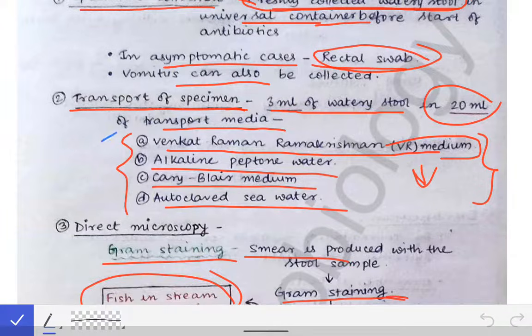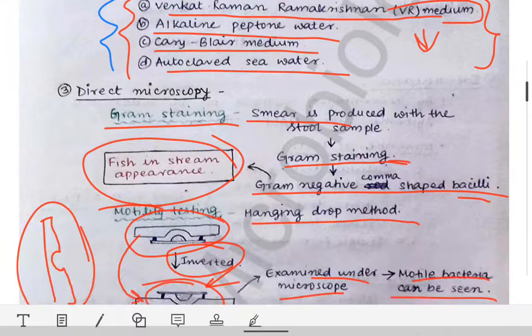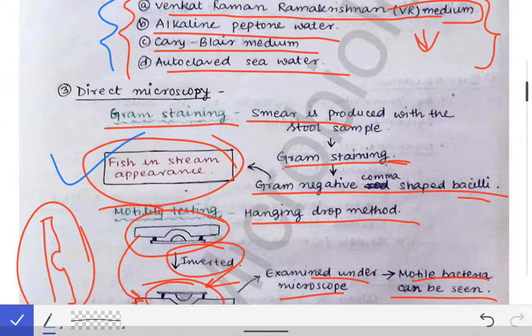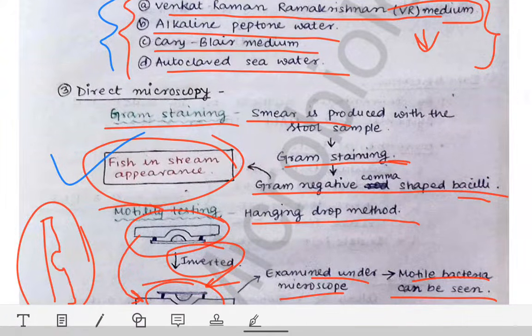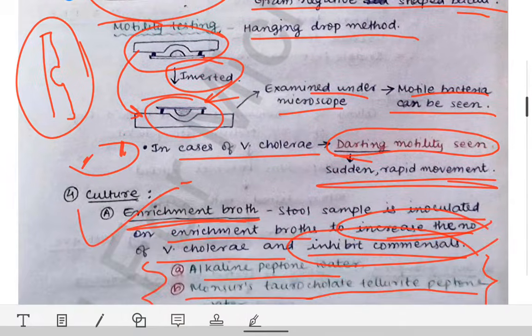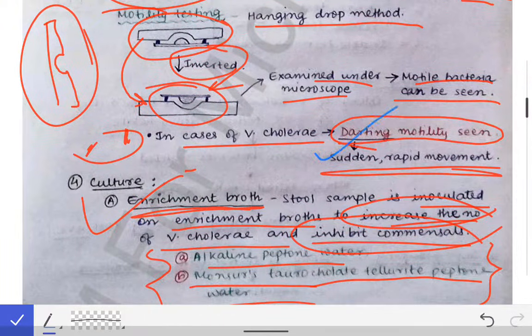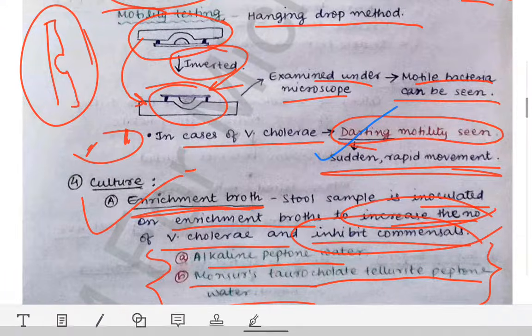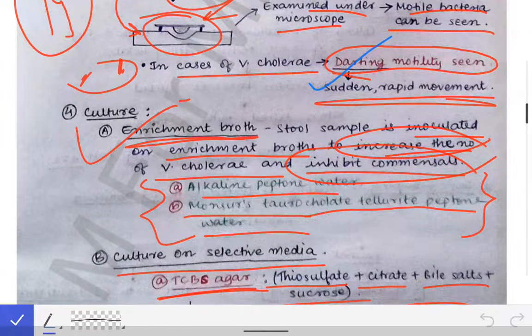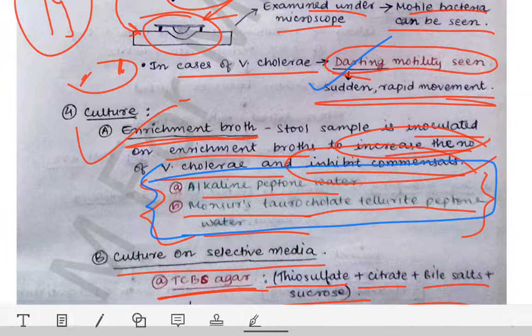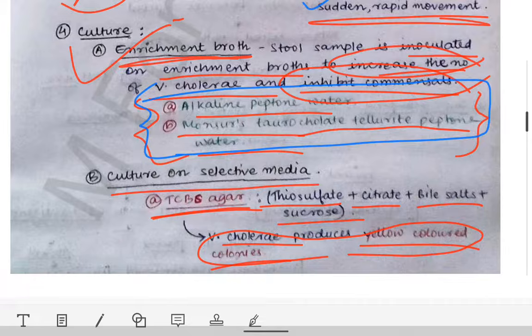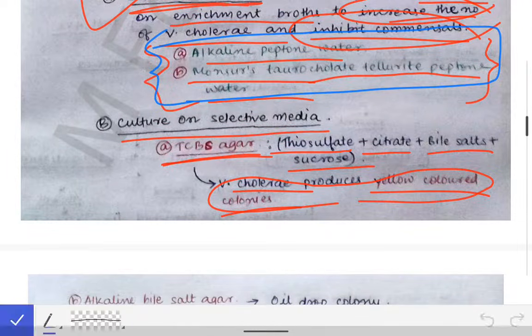Please remember these transport media, then this appearance, then this motility of the bacteria, then the enrichment broths, these enrichment broth names. Please remember these names, whatever I am marking with blue. These names are very important in case of cholera, as far as microbiology is concerned.